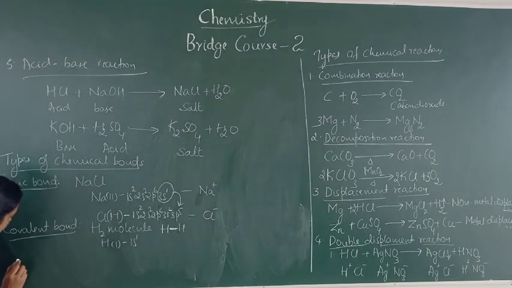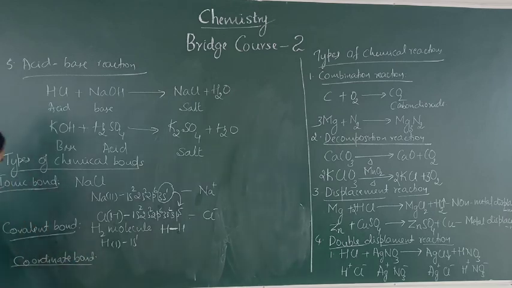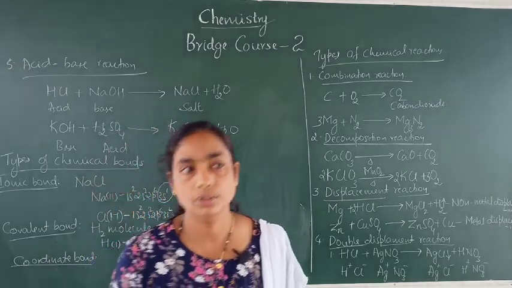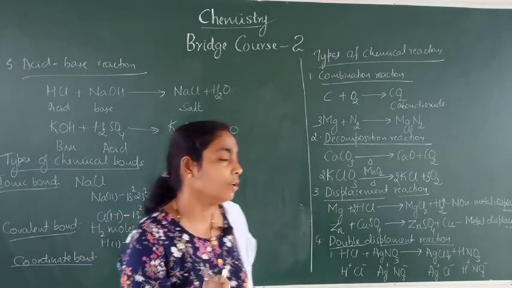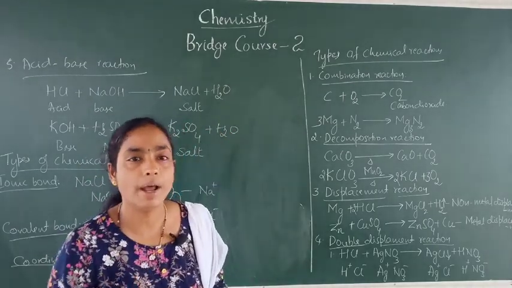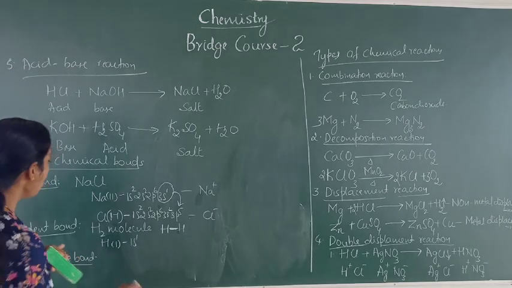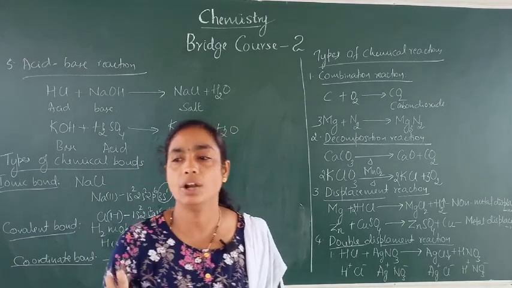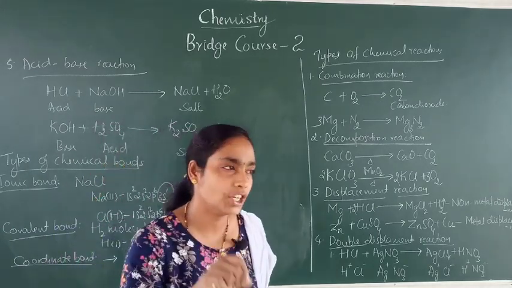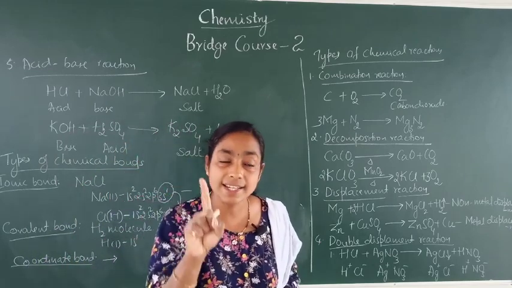The next type of bond is coordinate bond. During the formation of coordinate bond also, sharing of pair of electrons takes place, but the two electrons shared are contributed by the single atom only. Such type of bond is called coordinate bond. Two electrons, a pair of electrons, are shared, and that shared pair is contributed by a single atom only.